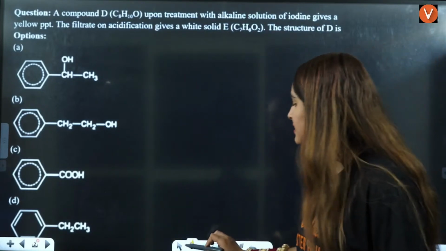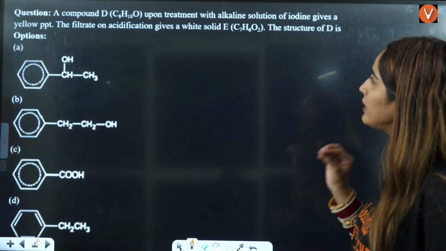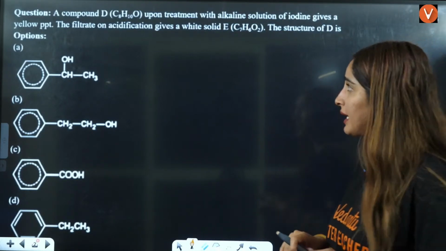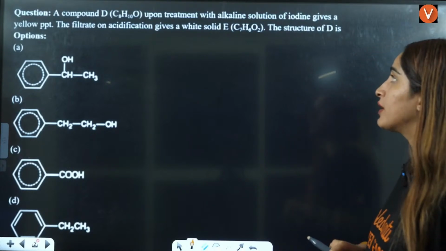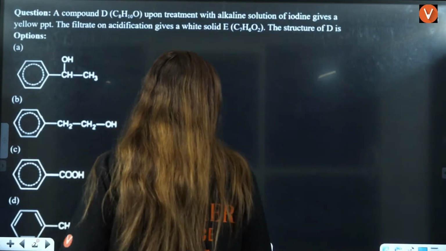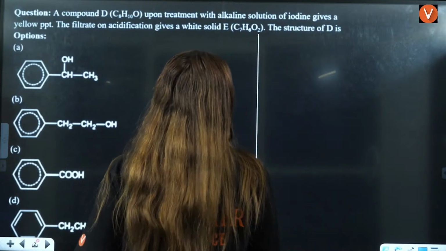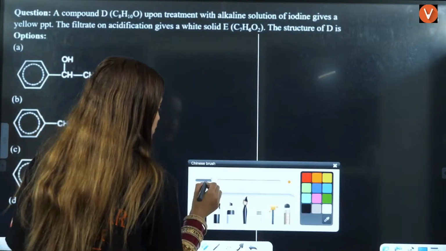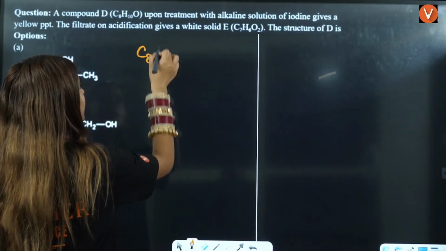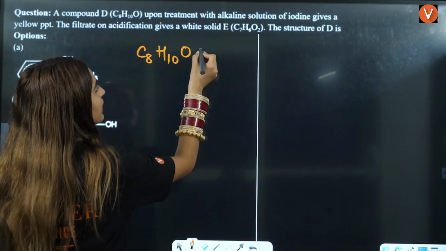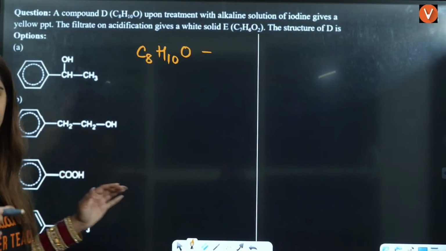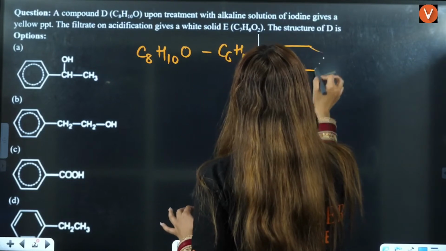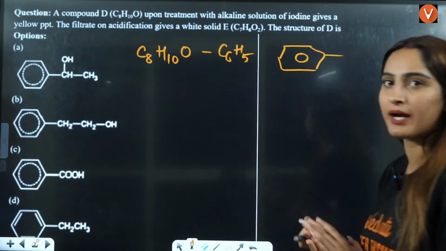Starting with the first question: a compound D upon treatment with alkaline solution of iodine gives a yellow precipitate. The filtrate on acidification gives a white solid. See, they are saying that the compound is C8H10O. If you see the options, you have benzene. That means you are definitely going to use benzene here. That means in the answer, there will be benzene and some other group attached to it.